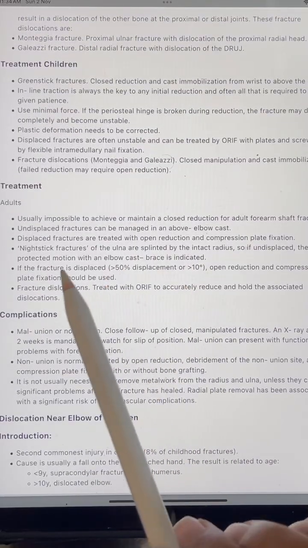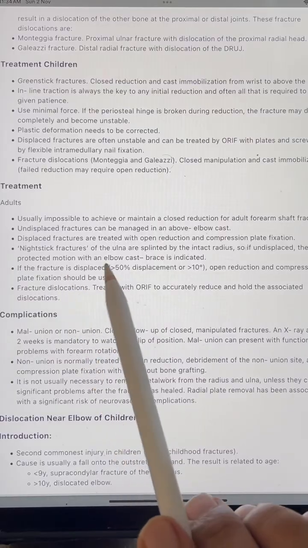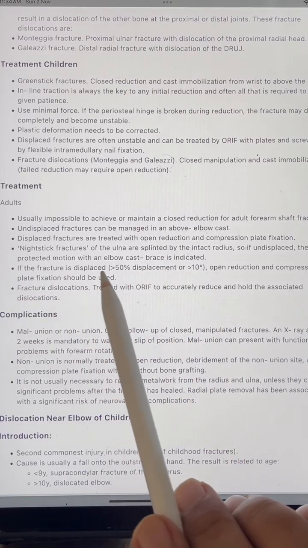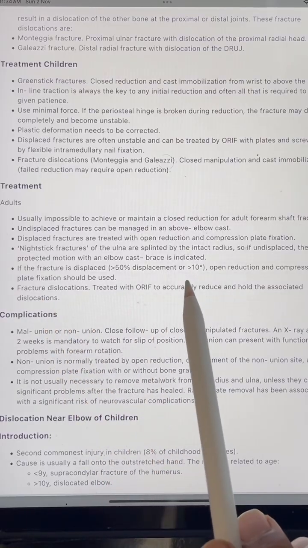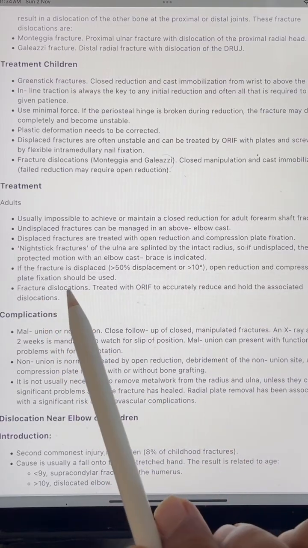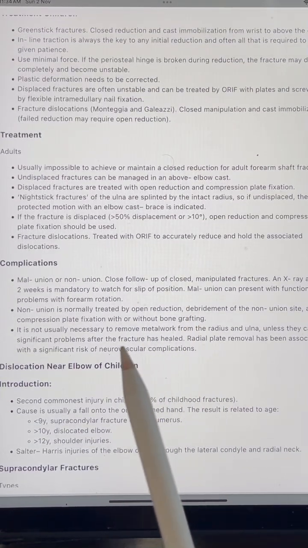Usually it is important to achieve closed reduction in the adult. Shaft fractures: undisplaced fractures are managed by an above-elbow cast. Displaced fractures need open reduction and compression plating. A nightstick fracture of the ulna is splinted by the radius, so it is undisplaced; if the fracture is displaced more than 50%, then open reduction is important.